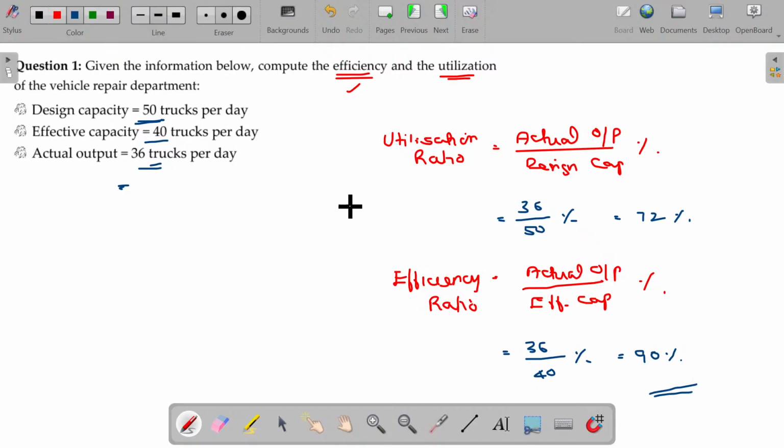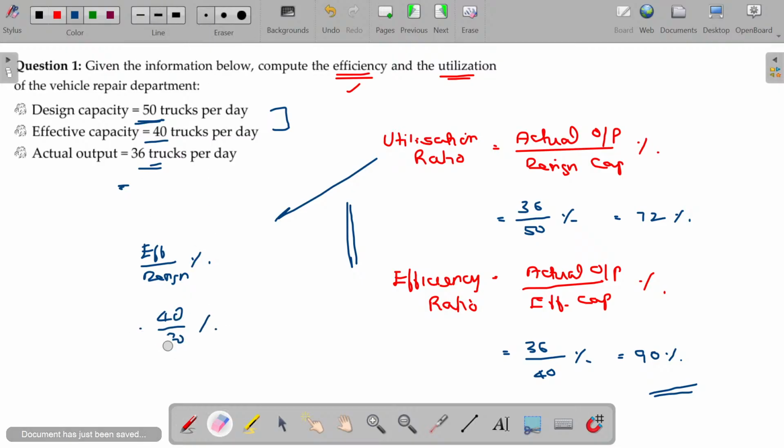There is a slight difference in this formula. Actually, the utilization ratio may sometimes be taken as the relationship between these two: effective by design. If it is effective by design, what happens? 40 by 50. Sorry, design being 50. 40 by 50 means what value? 80%. This approach may also be given. I have seen these two models in the text.